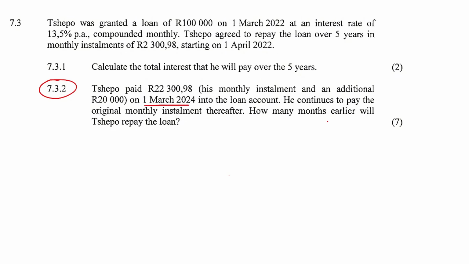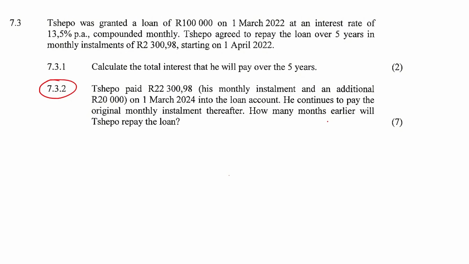On the 1st of March 2024, he continues to pay the original monthly installment thereafter. Okay, so this is a bit of a mind-blower, if you know what I mean, when you read this, but I'm going to do my best to break it down nicely, what's actually happening here. Okay, so let's just make sure we understand the whole picture.